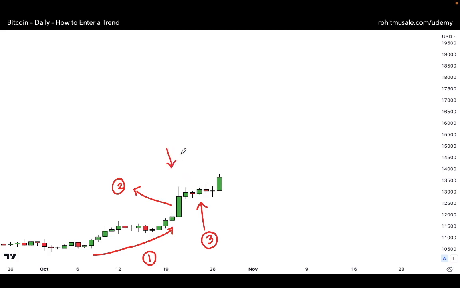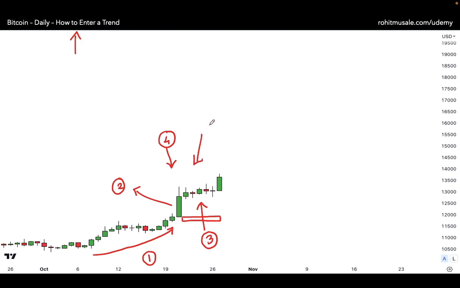Number 4, all of these real bodies should be at or near the high price of the prior candle or the closing price of the prior candle. Imagine if these candles were here in this particular area, then that would not be a continuation pattern. The rising 3 pattern is a continuation pattern. So we are trying to enter a trend here.